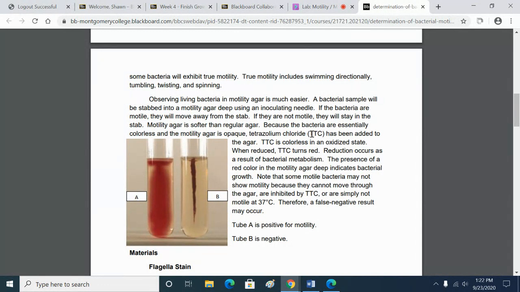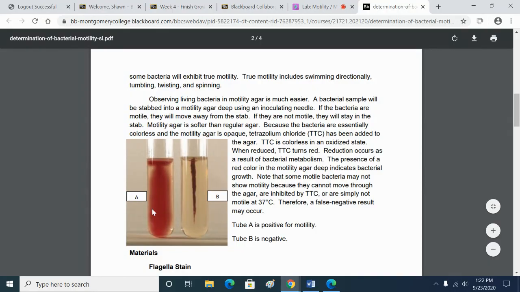So if the bacteria move away from the stab, that means they're motile. But if the bacteria stay in the stab, that means they are non-motile. So in tube A, the bacteria have moved all throughout the agar because it's cloudy red. In tube B, all the bacteria are still in the stab. So A is motile, B is non-motile. So any questions on that?